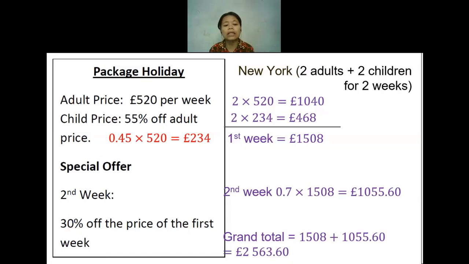And then for the second week, I will be getting 30% off. So the original is 100, getting 30% off. So 100 minus 30, it will be 70%. The 70%, I change into a decimal, it will be 0.7. So for the grand total, I just need to add 1,508 with 1,055.6 pounds. So for the grand total, I will be spending 2,563.6 pounds if I go to New York.